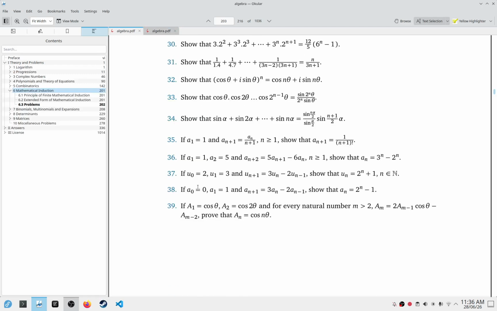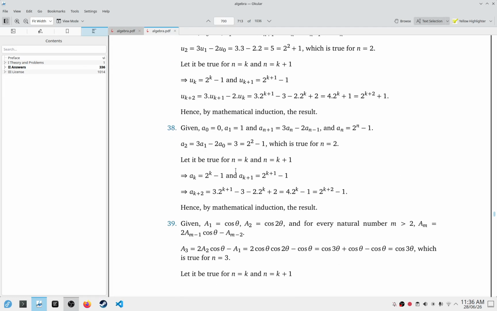Question 38 says that if a0 is equal to 1 and a1 is equal to 1 and a(n+1) is equal to 3a(n) minus 2a(n-1), then we have to show that a(n) is equal to 2 raised to the power n minus 1. So it's a replica of the previous problem.